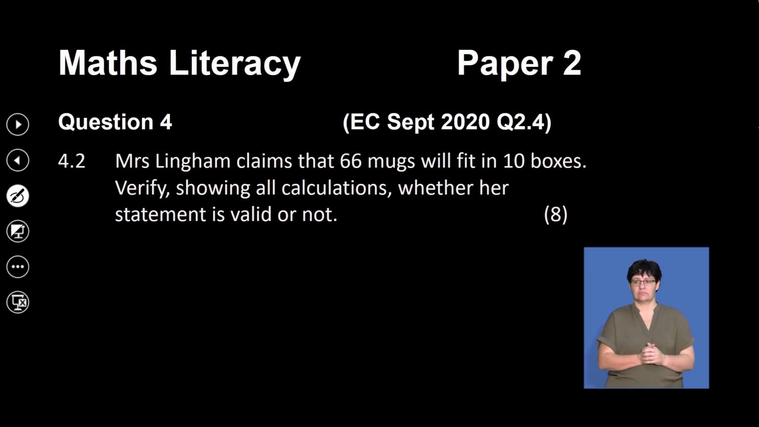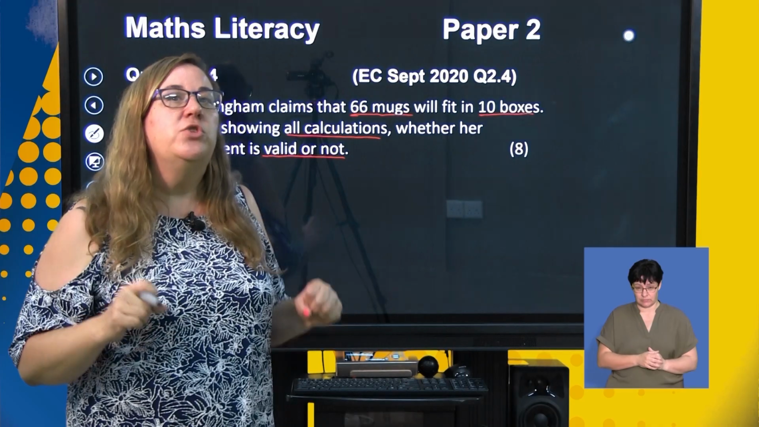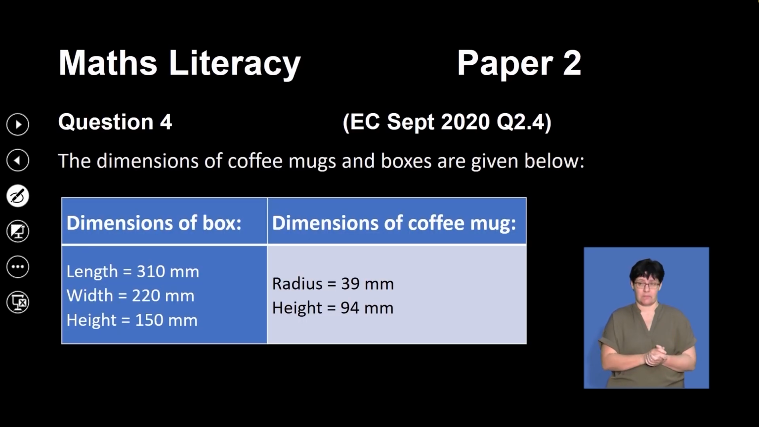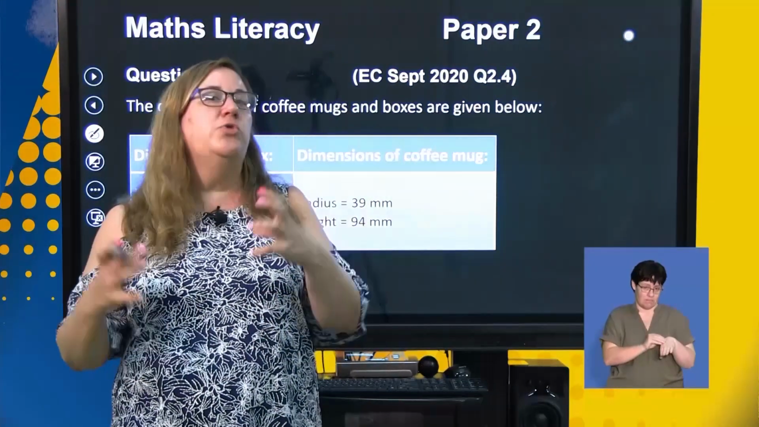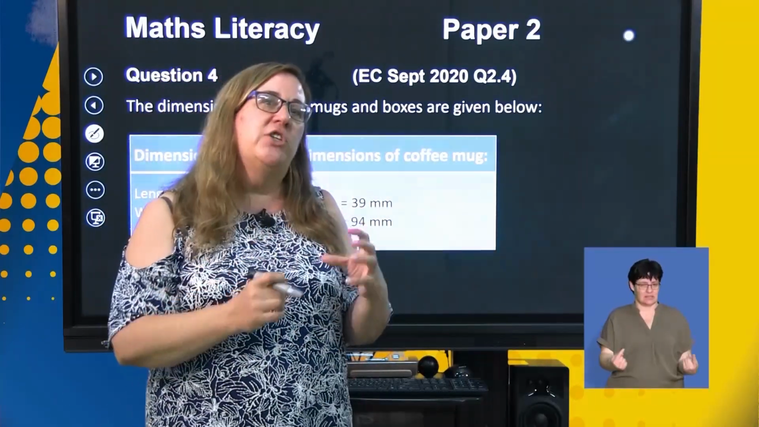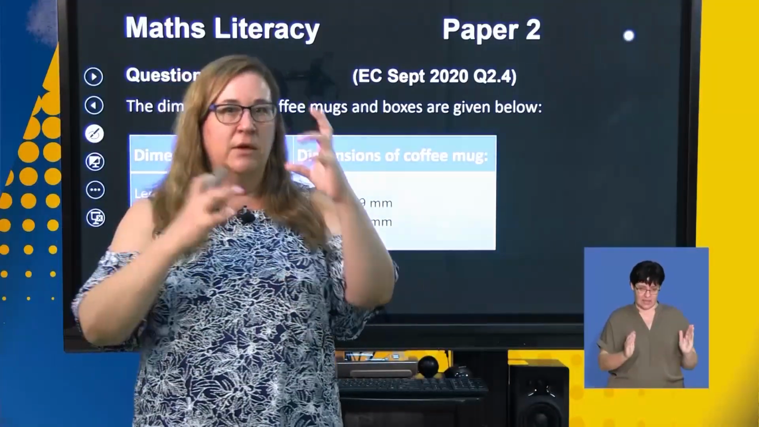My dimensions again. She claims that 66 mugs will fit into 10 boxes. And they want you to verify, showing all calculations, whether her statement is valid or not. So now we need to try and work out how many mugs can fit into one box. So I'm going to find my measurements, my dimensions, and I need to remember that this is a packaging problem, and I can't work out the volume of the box and then the volume of the mugs and divide the two. I need to actually work out my length by length, width by width.